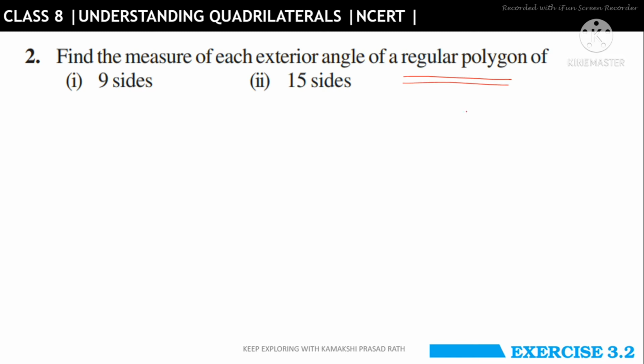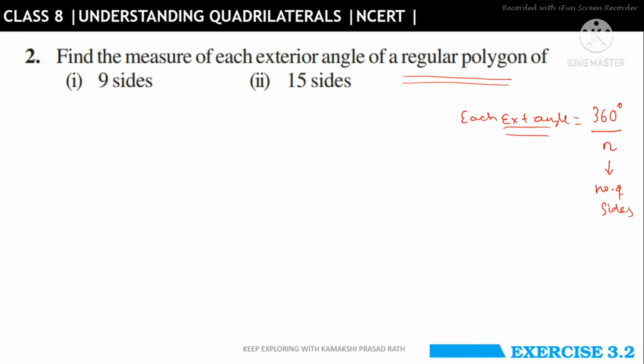So the measure of each exterior angle equals 360 degrees by n. n is nothing but the number of sides of the polygon. It's regular because all are equal. So n is the number of sides. How many sides are there? Accordingly, we can easily find the exterior angle.